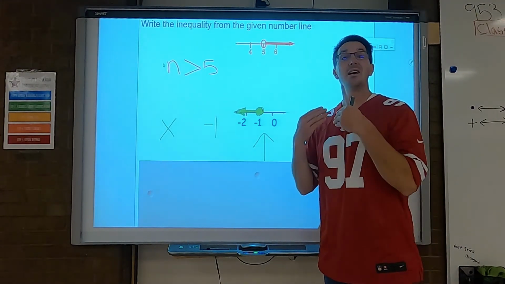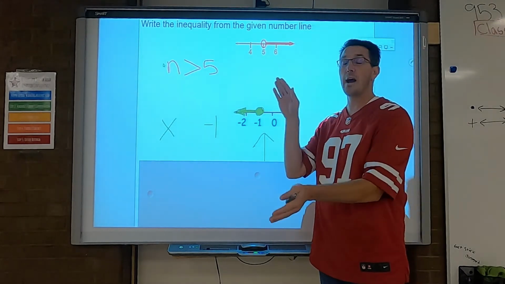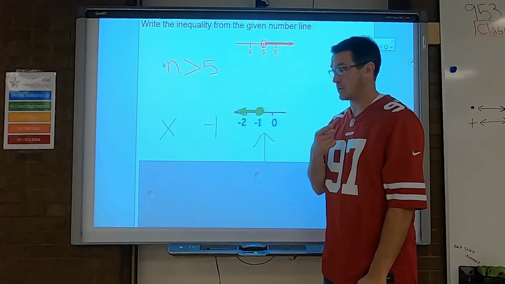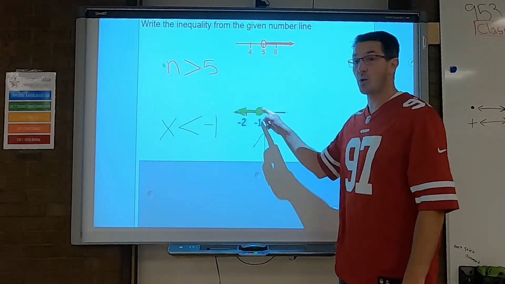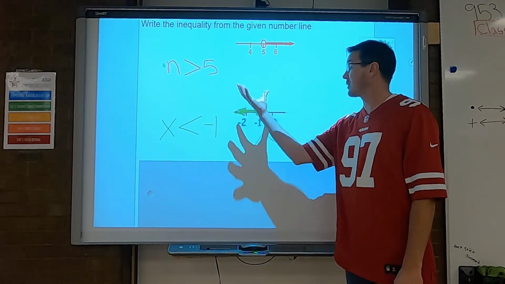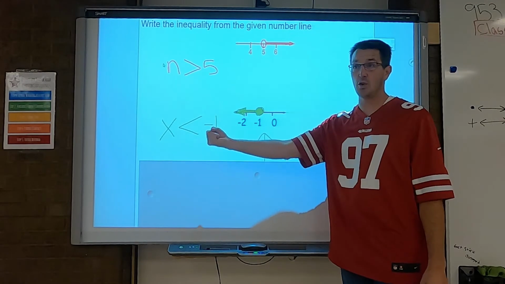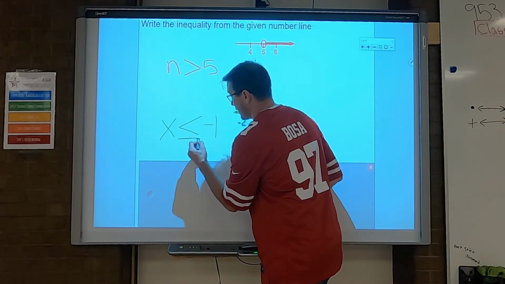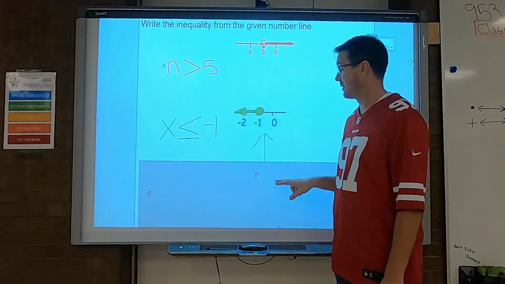Less than is smaller. So am I going to have a mouse or an alligator facing towards the variable? Mouse. And so I'm going to put a mouse there, and then I check, is the circle filled in? If the circle is filled in, that means that the answer could be less than -2, but it also could be -1. So I have to put a line on it. So I have x is less than or equal to -1.